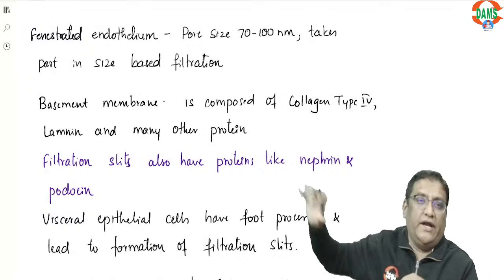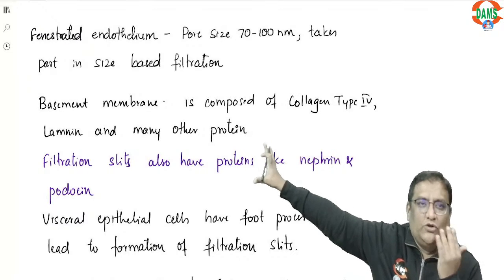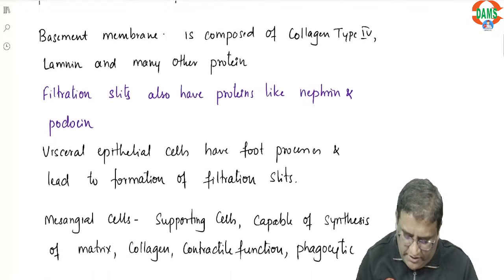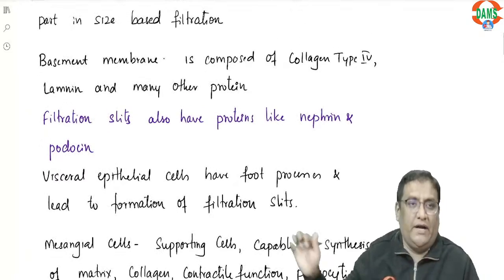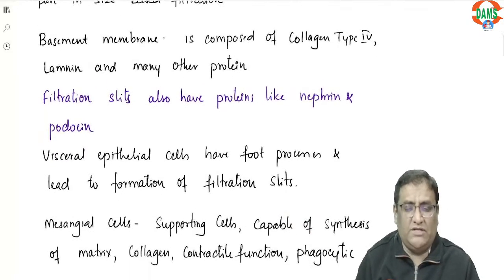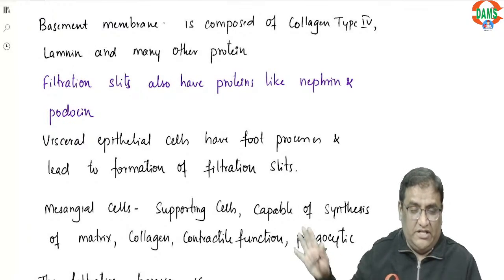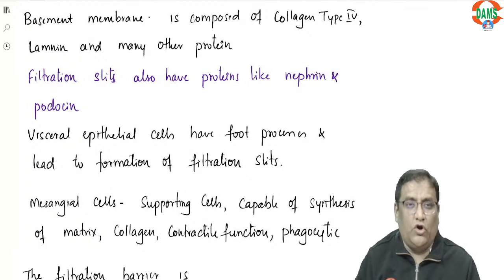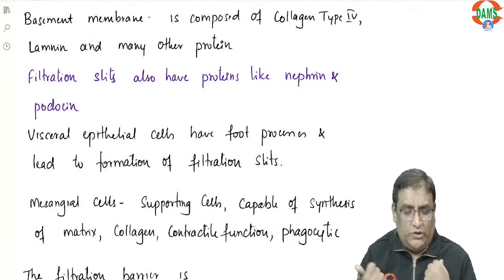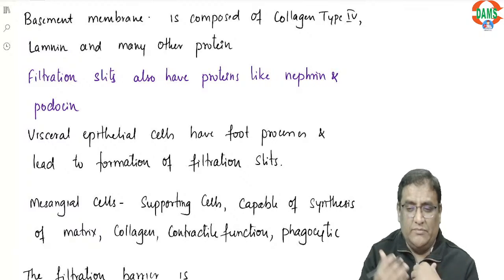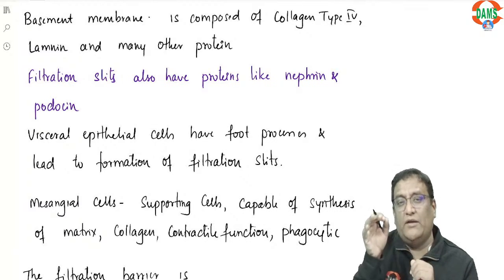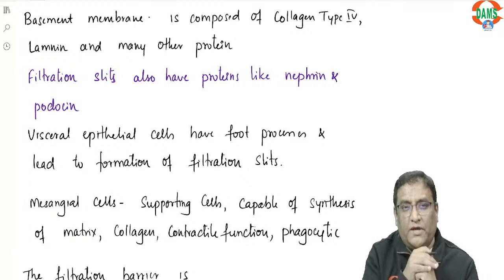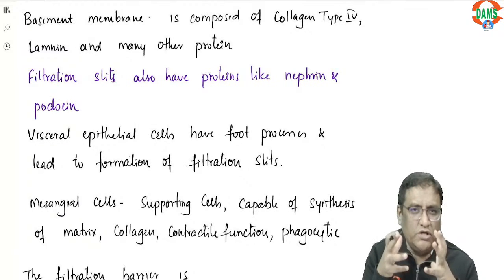Yes. So the net negative charge that we are talking about is due to this. Then we'll come to that part. Still we are talking about some physiology and anatomy. Mesangial cell. Mesangial cells are the supporting cells, and they are capable of synthesis of matrix, collagen. Contractile function also it has, and phagocytic. Basically, mesangial cells are your monocyte macrophage derived cells, which are supporting cells to the glomerulus.